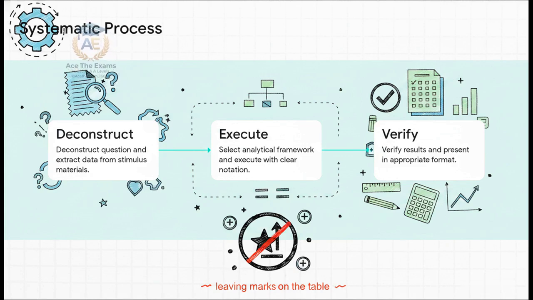Step 1, deconstruct the question and extract data. You go into the stimulus and isolate exactly which ledger balances are given. Step 2, select your analytical framework and execute with clear notation. This is where you methodically determine debits versus credits without skipping steps. And Step 3, verify results and present with correct terminology. If you verify the totals and they don't match, you don't panic. You've just logically identified the requirement for a suspense account. Following this standardized sequence, extract, execute, verify, ensures you capture every single process mark available. I told Alex and Sam if you challenge each other to stick to this framework, you'll never lose those easy marks again.